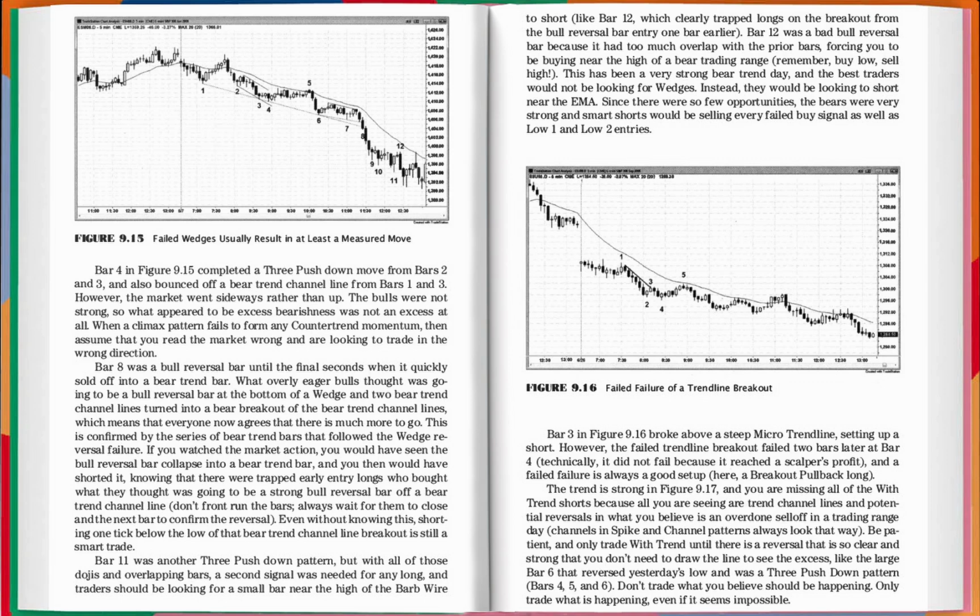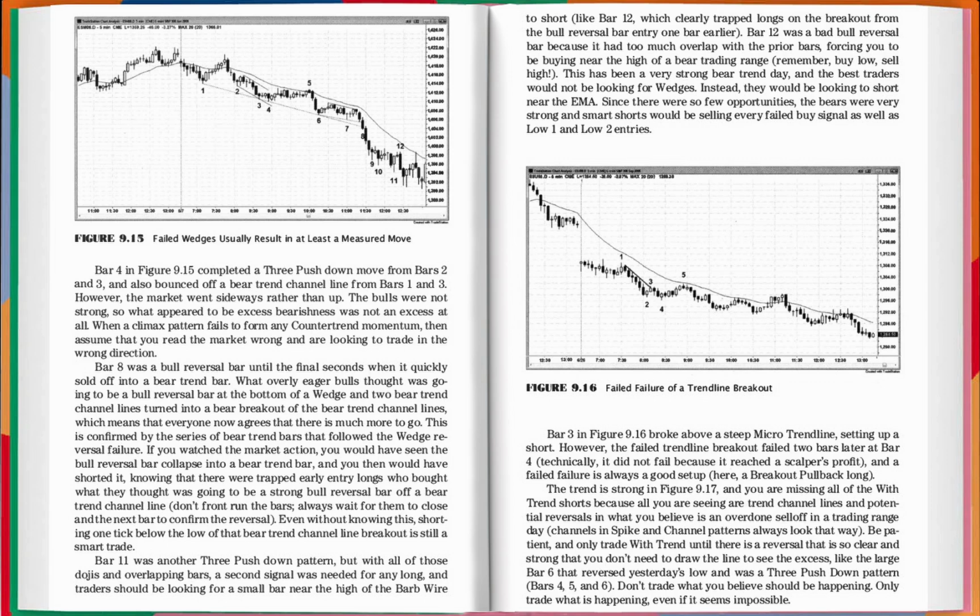Bar 8 was a bull reversal bar until the final seconds when it quickly sold off into a bear trend bar. What overly eager bulls thought was going to be a bull reversal bar at the bottom of a wedge and 2 bear trend channel lines turned into a bear breakout of the bear trend channel lines, which means that everyone now agrees that there is much more to go. This is confirmed by the series of bear trend bars that followed the wedge reversal failure.